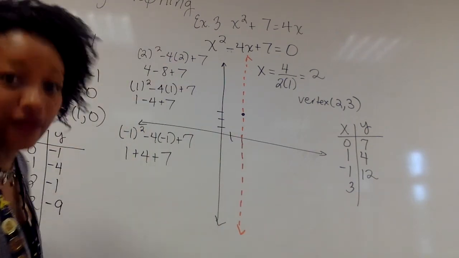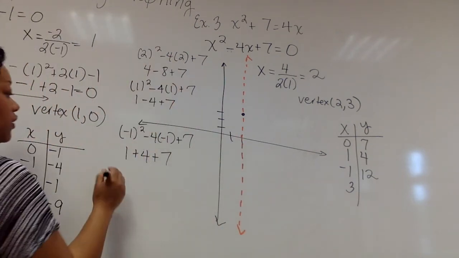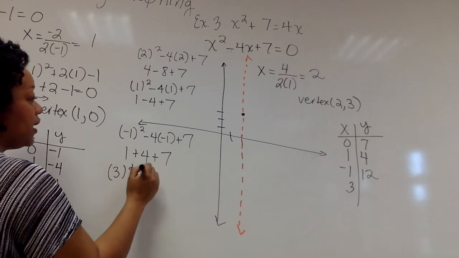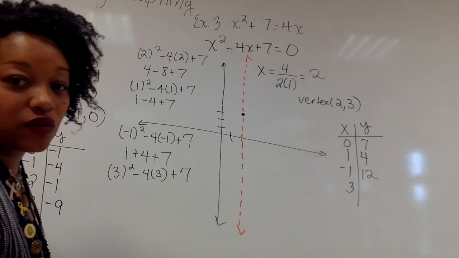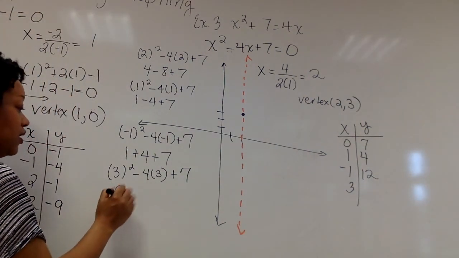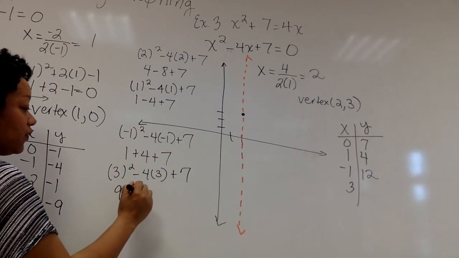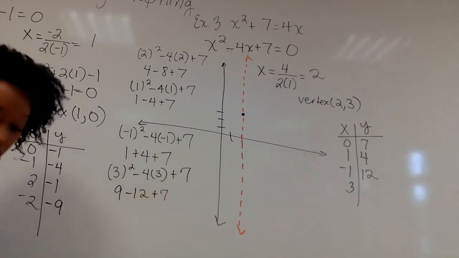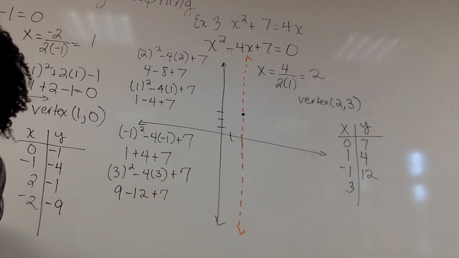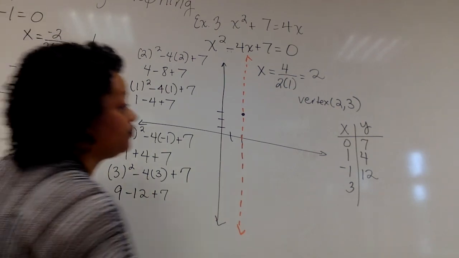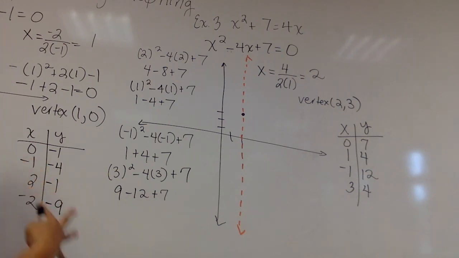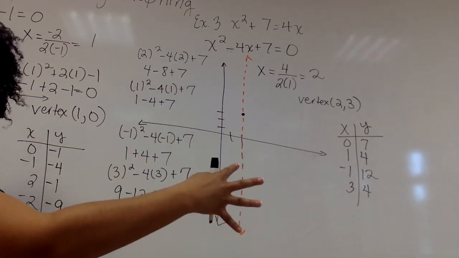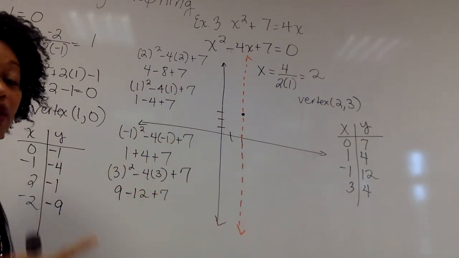Let's do 3. See what happens when x is 3. So that's 3 squared minus 4 times 3 plus 7. Well, what's 3 squared? I hope you know it's 9. -4 times 3 is -12 plus 7. What do we get? 4, which is okay. All right. So I did the work. I did the plug and chug. We have the XY table. Let's plot our points and see what happens.